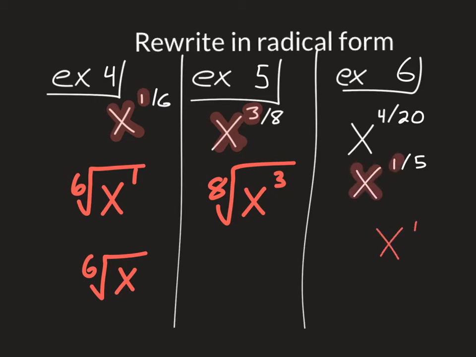So I have x to the first. And then that denominator exponent is going to travel to the outside of the radical, and it's going to become my index. So now I have the fifth root of x to the first. And that x to the first, well, that's just really x, so I don't really need that. So there's my answer right there.